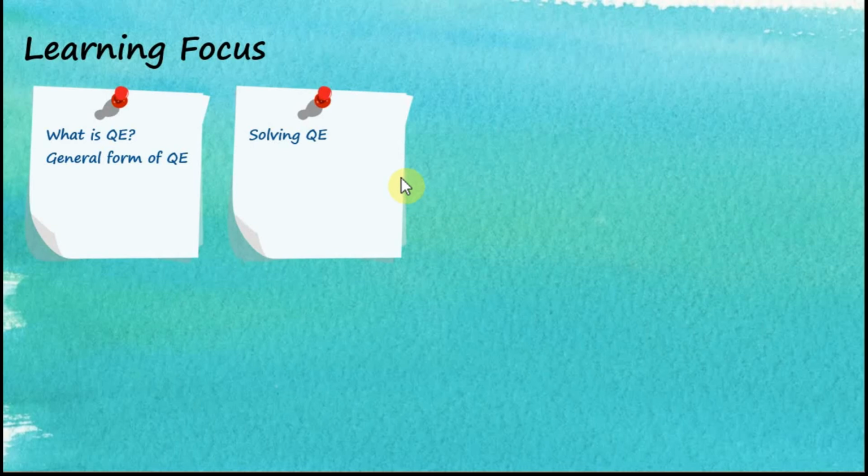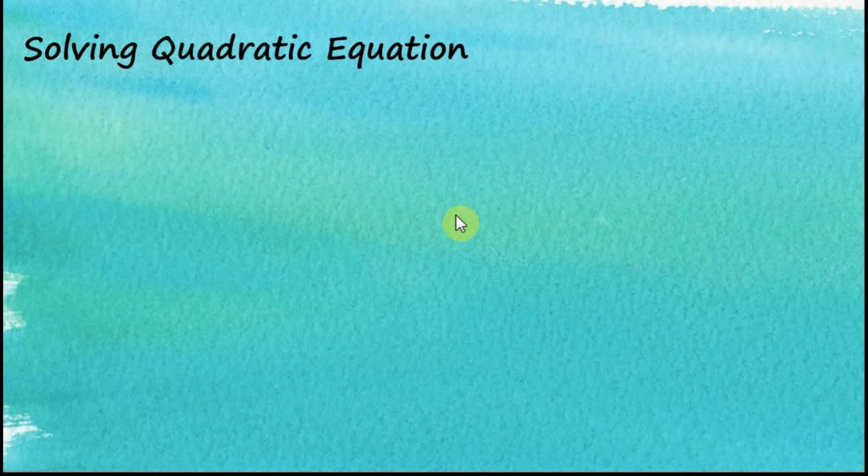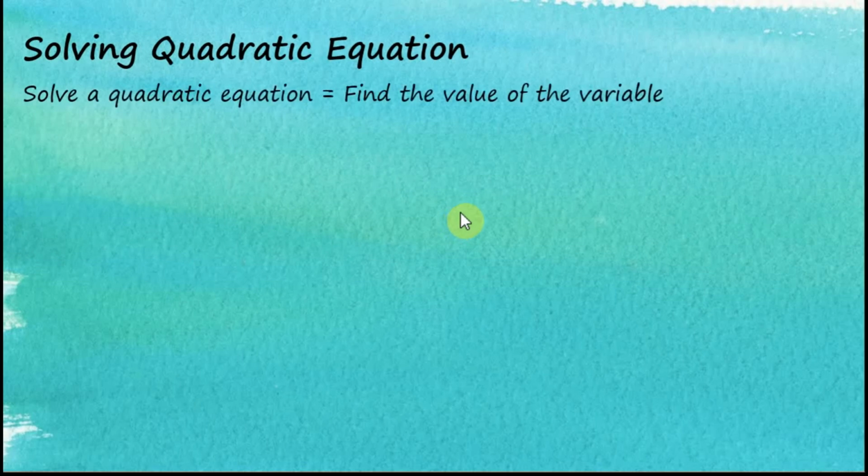And in the second video, I will discuss how to use these three methods: factorization, completing the square, and the quadratic formula to solve a quadratic equation. Solving a quadratic equation means finding the values of the variable. For example, x squared equal to 4. This is a quadratic equation because the highest power of the variable is 2. And for this equation, what are the values of x?